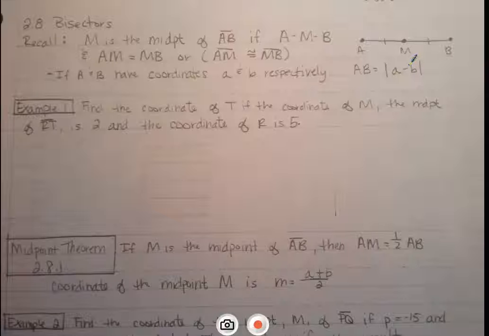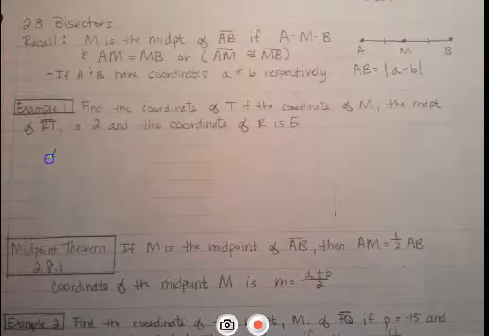Okay, so we're going to dive right in. For example 1, it says find the coordinate of T if the coordinate of M, the midpoint of RT, is 2, and the coordinate of R is 5. Back the train up. What? So what was one of the helpful things that we could do yesterday that I told you it's really good to do? Breathing is good. Graphing, yeah, draw a picture or graph. Like in this case, we can draw a number line and therefore graph it.